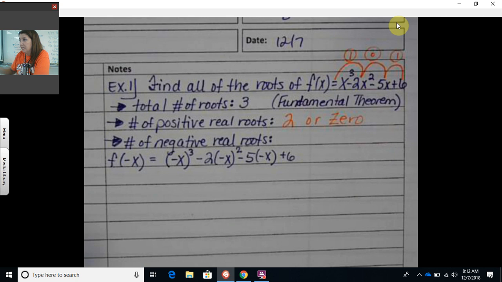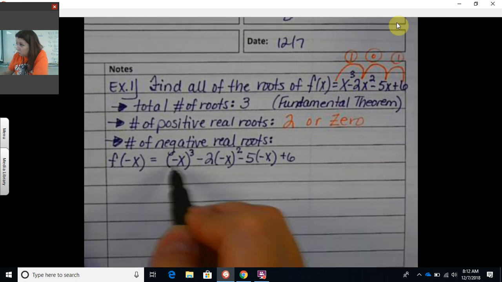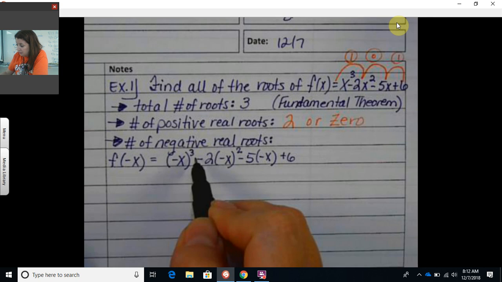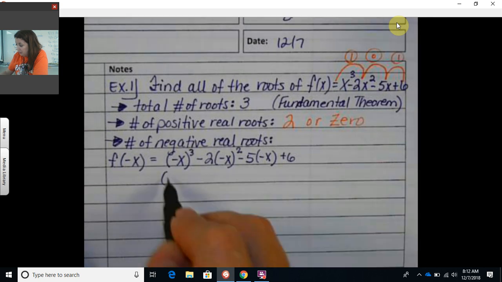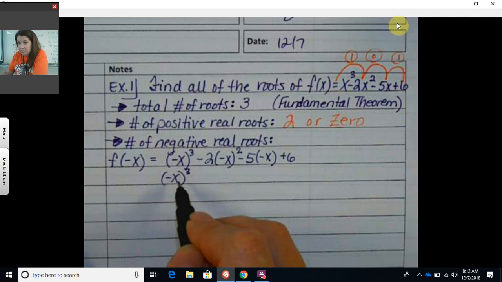So we've got to simplify this. Negative x quantity cubed, does that stay negative or positive? Stays negative. And I'm going to keep it in the parentheses because I'm not just raising x to the third power, I'm raising negative x to the third power.